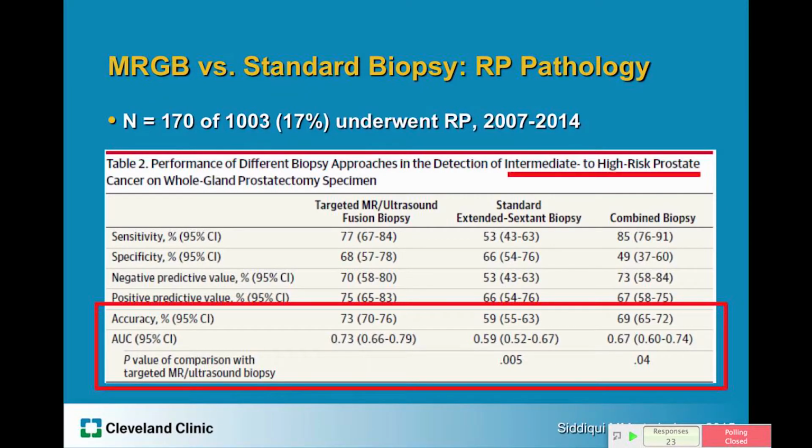These data are from Peter Pinto's group at the NCI. They looked at 170 patients who underwent radical prostatectomy and looked at the ability of either targeted biopsy with fusion or standard sextant biopsy at the detection of intermediate to high-risk prostate cancer. And what they found is that the targeted biopsy did better than standard biopsy. So accuracy of 73% versus 59% for the sextant biopsy.